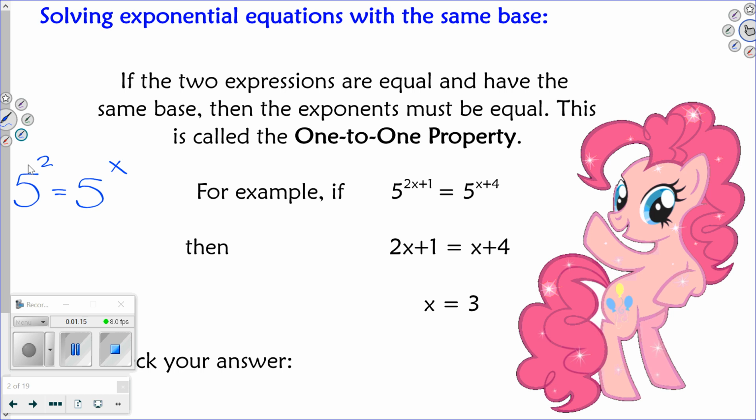So same idea down here. If I have 5 to the 2x plus 1 equals 5 to the x plus 4, what do we know about those two exponents? They have to be equal to each other. Because I want 5 squared to be 5 squared. I need them to be the same. So I need those exponents to be equal. So I can set those equal, and then I can solve for x that way. Okay, so if the base numbers are the same, you just take their exponents and set them equal to each other.